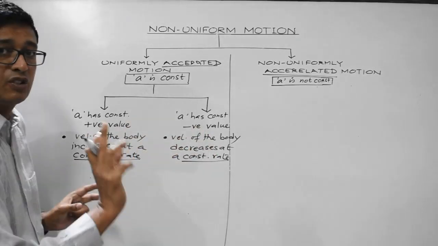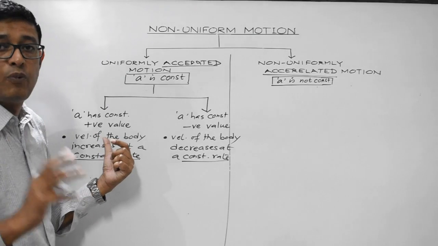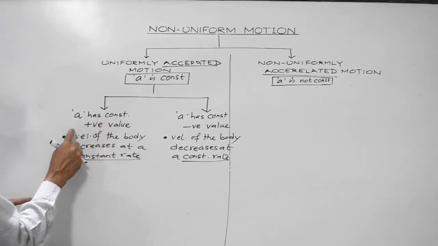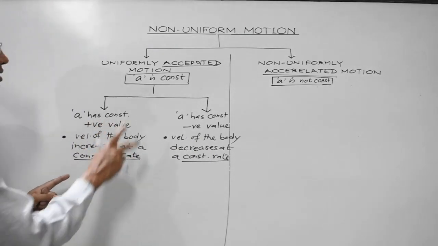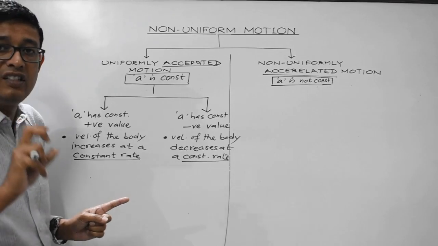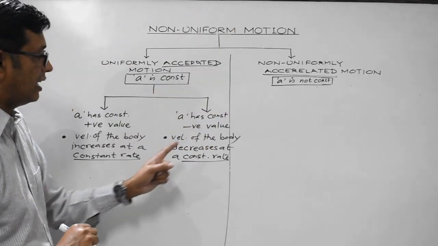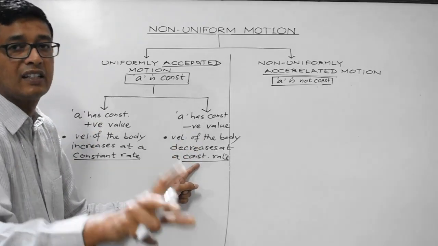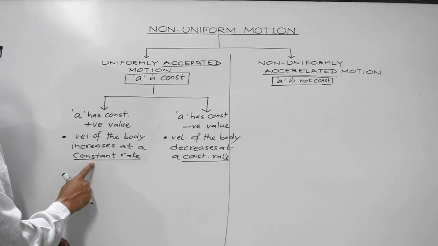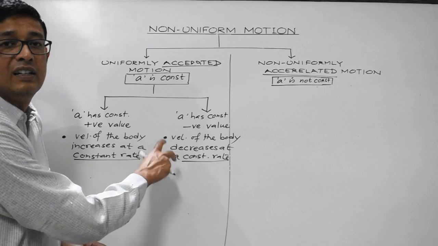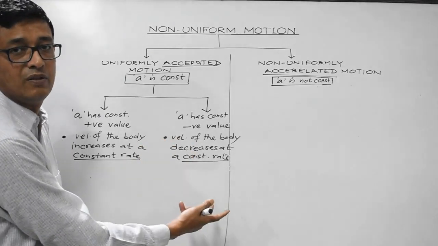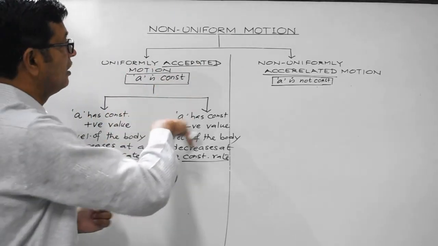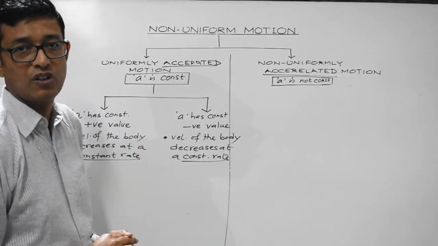In both cases, A is constant. But in this case, A is having positive constant value. In the second case, A is having constant negative value. If it possesses constant positive value, it means that the velocity of the body is increasing at a constant rate. And if A is having constant negative value, the velocity of the body is decreasing at a constant rate. So it is the case of uniformly accelerated motion, and uniformly decelerated or uniformly retarded motion. Both are cases of accelerated motion, which in turn is the case of non-uniform motion. Clear?